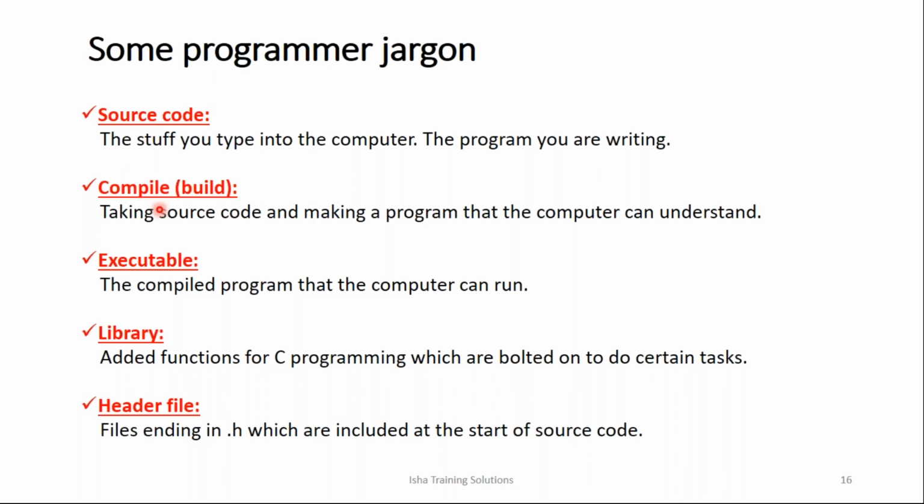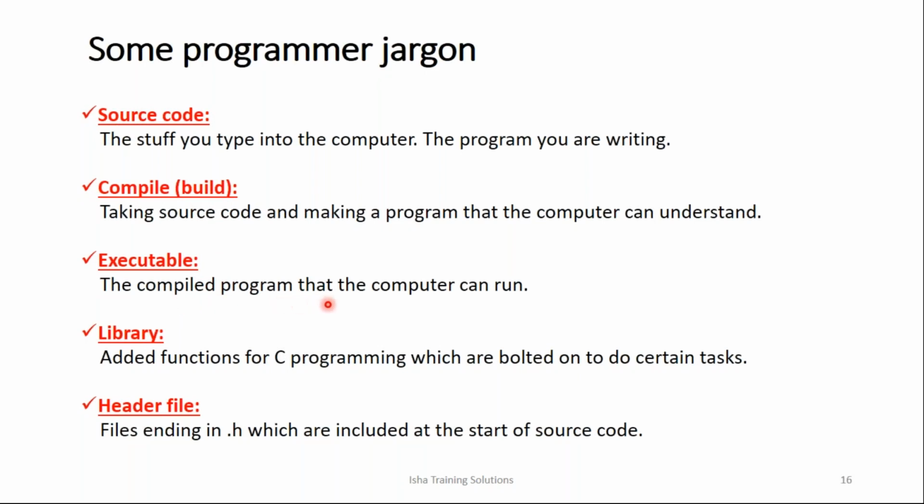Next one is compile. Compiling is used to check whether what we have typed is compatible with the system or not. It is going to find out any errors you make. It takes the source code and makes a program that a computer can understand. That is what compile is. Next one is executable.